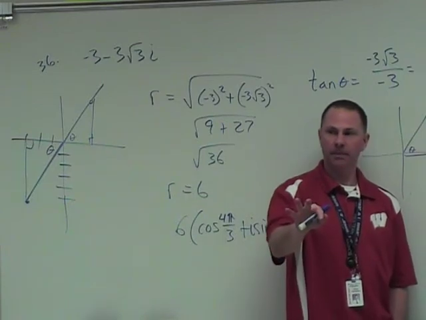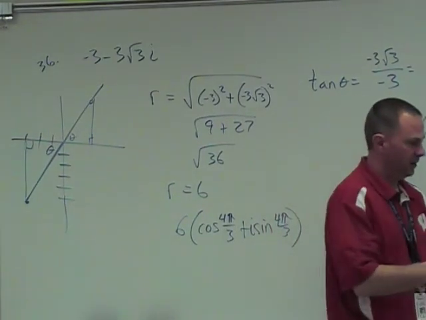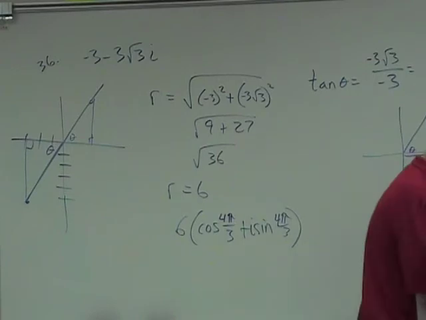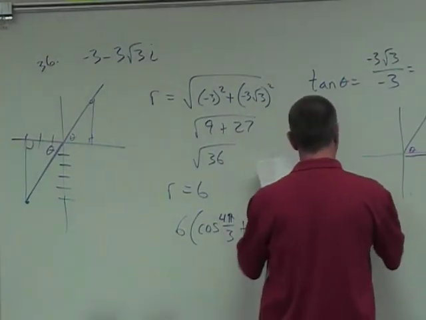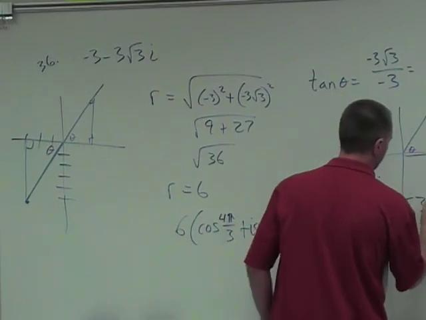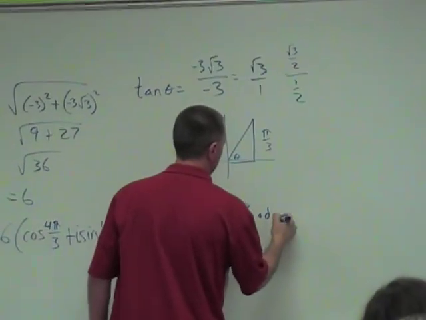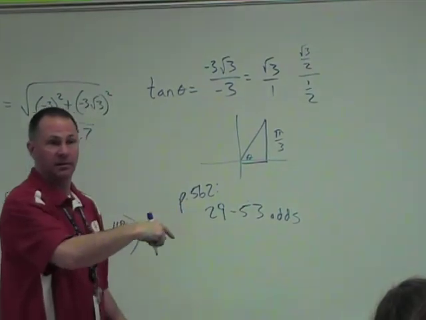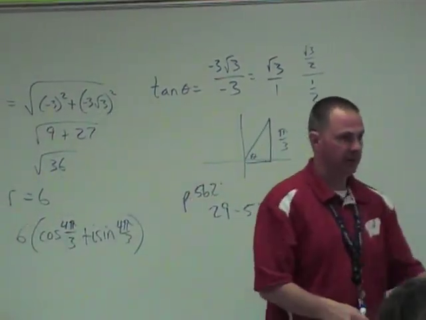Got it? All right, here's your assignment. You've already done the first half. So this is page 562. You guys are doing 29 to 53 odds. And they are all like this. There's nothing different, okay? All right.